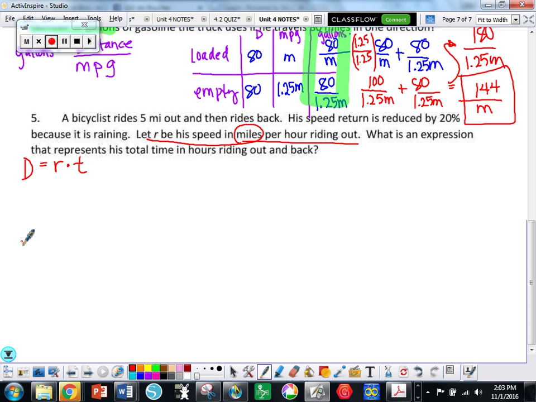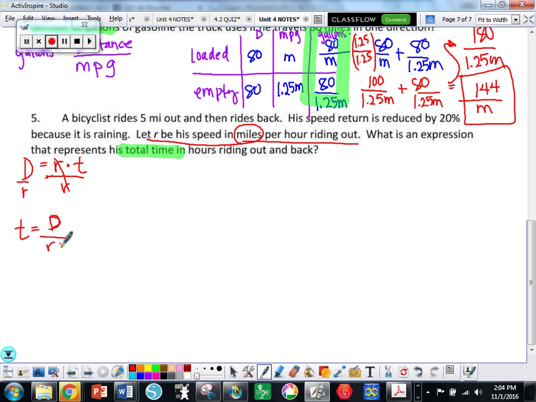Now, we need to write an expression that deals with the total time, which means we need to solve this equation for time. If I want to solve this equation for time, what do I do? I'm going to divide by my rate, or my speed. So time is your distance divided by your speed.